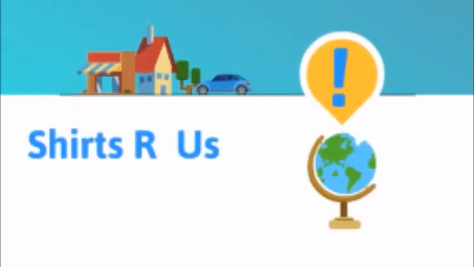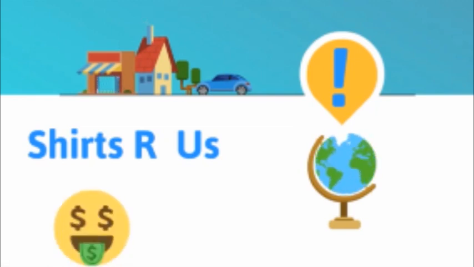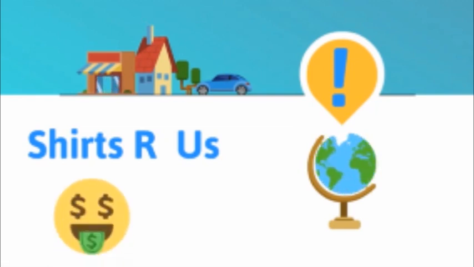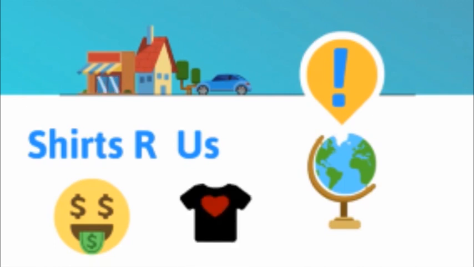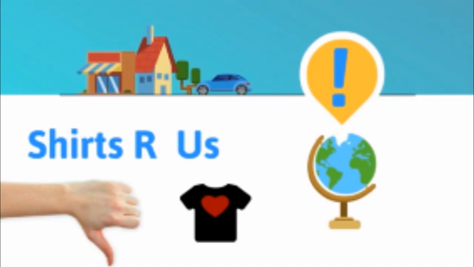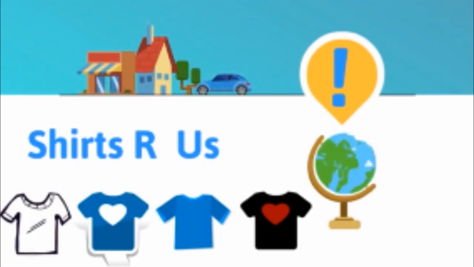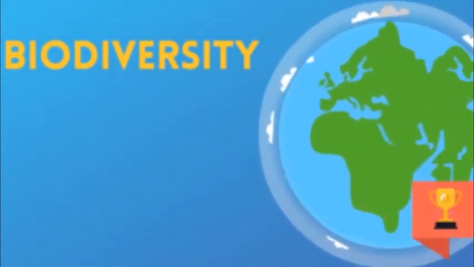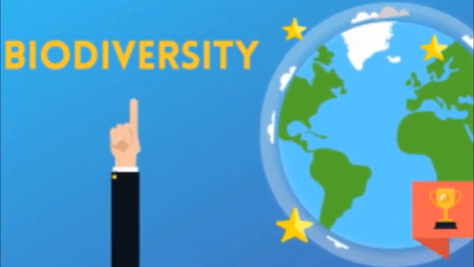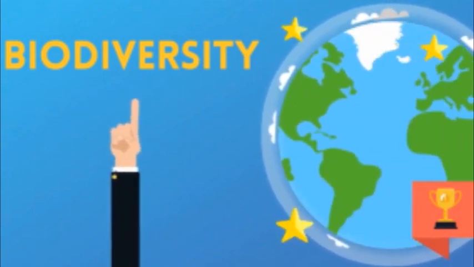Think of it as if you were running a business. You want your business to be healthy and make money. Imagine you sell shirts. If you only sold a black shirt with a heart on it, you are limited. And if these shirts go out of style, then you're out of business. If you have a variety of shirts, as the fashion style changes, you are better able to adapt to these changes and continue to make money. As biodiversity increases, the ecosystem has a greater ability to adapt to changes.